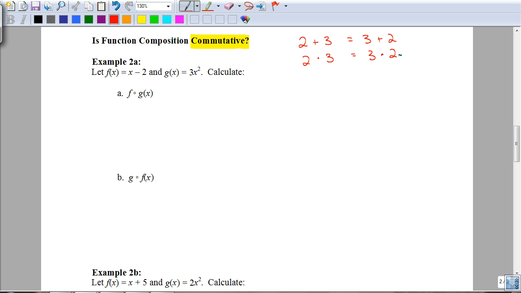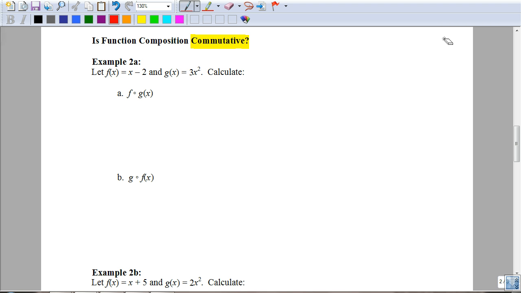The commutative property does not work with division. Let's make it a little easier: 8 divided by 4 is not the same as 4 divided by 8. What we want to see is, does the commutative property work for composition of functions? In other words, does f following g of x equal g following f of x? If you watched the first video, you'll notice that we already solved this, but let's look at these examples.